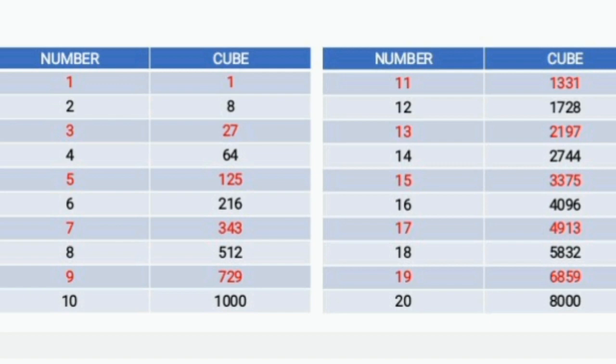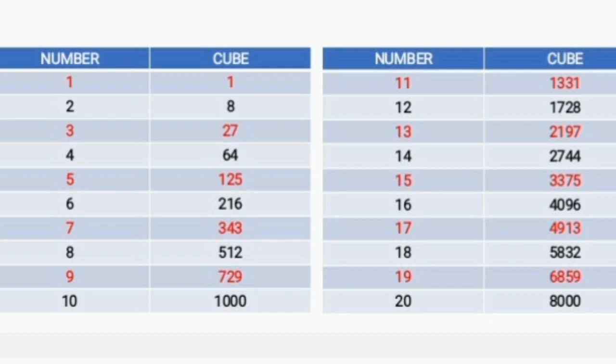See students, an even number will always have an even cube. An odd number will always have an odd cube. See now, number 1, the cube is 1, odd. Number 3, the cube is 27, odd. Number 15, the cube is 3375, odd. Number 17, cube is 4913, odd.